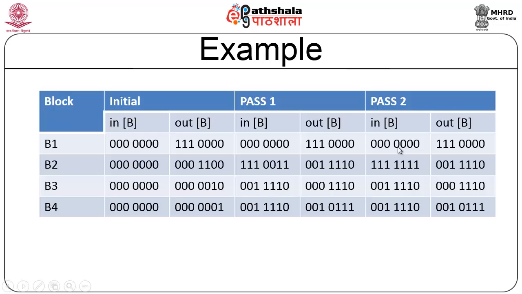Again, as you could see, out of B1 will not change here also. Now, here out of B2 and the previous out of B2 are the same. Therefore, it is not going to go through one more iteration here. And so is the case with out of B3 and out of B4.